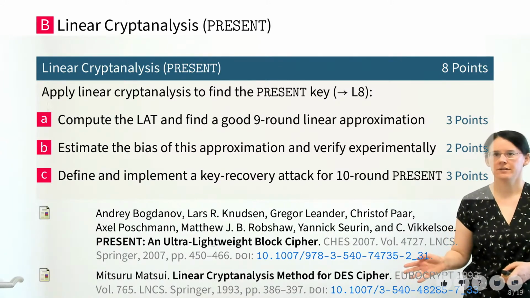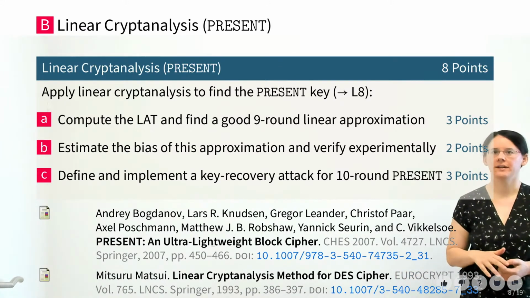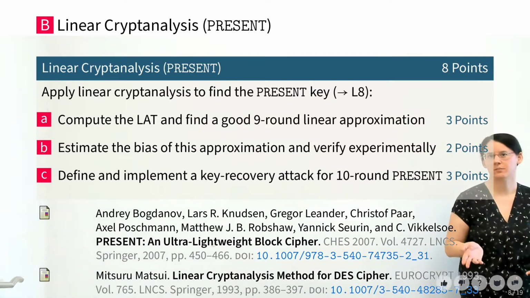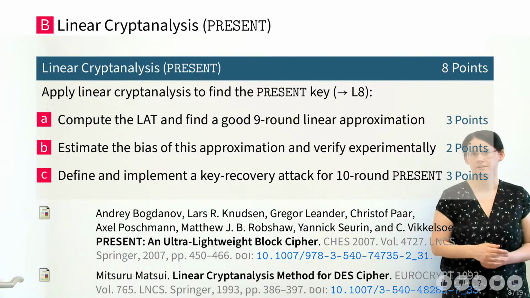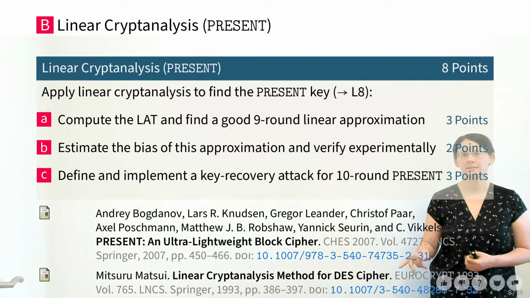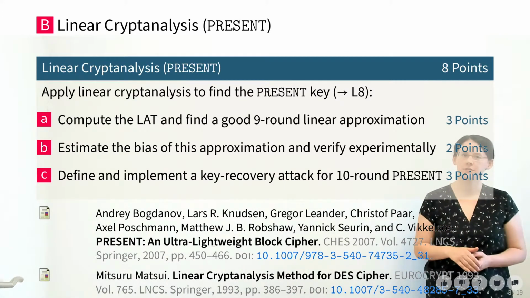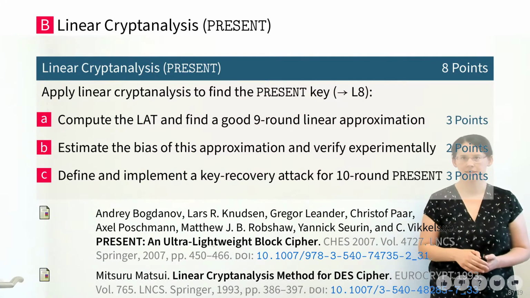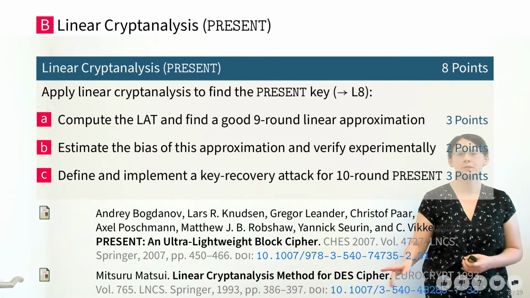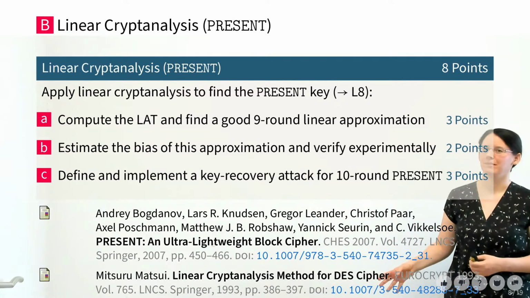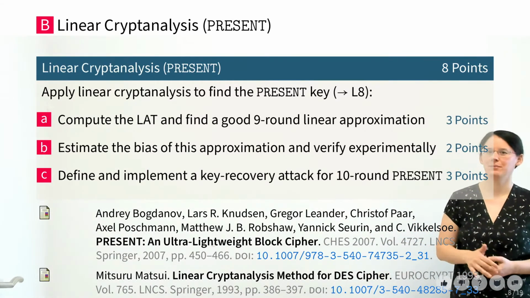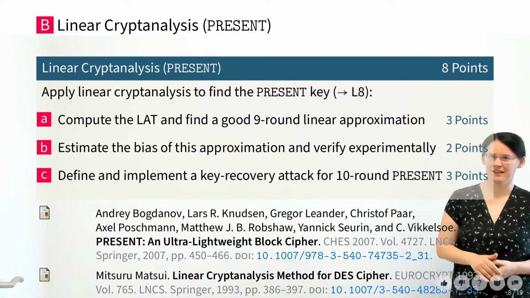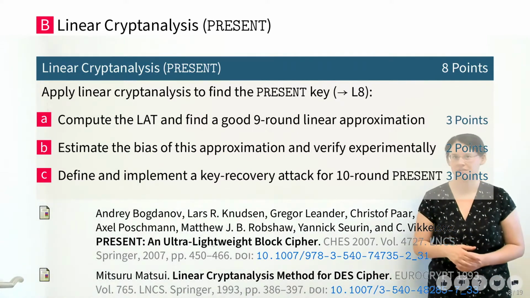And the sources I've listed here are, on the one hand, the specification of the PRESENT cipher, where you can already read some comments about what good characteristics look like. And on the other hand, the original linear cryptanalysis paper, where you can read up on the attack details if you like. However, be warned, much of the paper is busy with the peculiarities of the DES cipher, which might be more confusing than helpful, even if the actual attack description is very nice and clear.